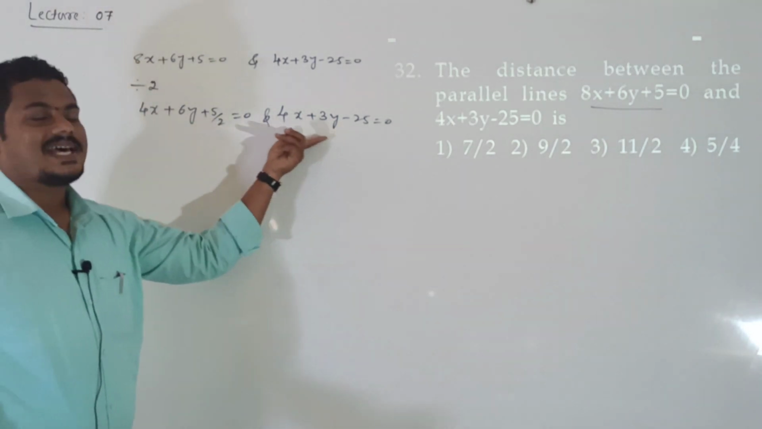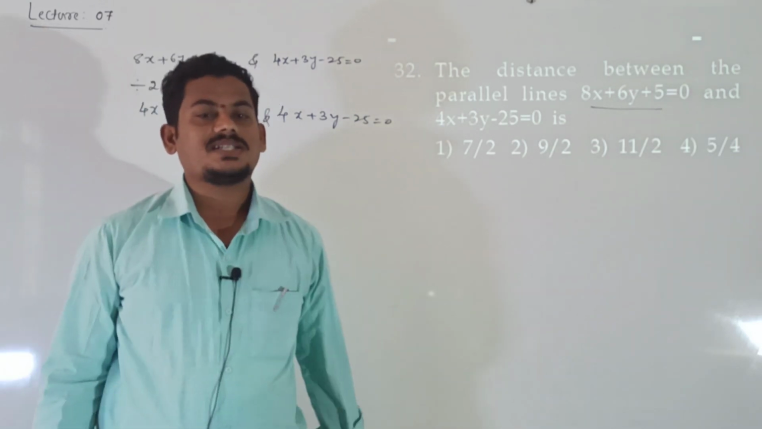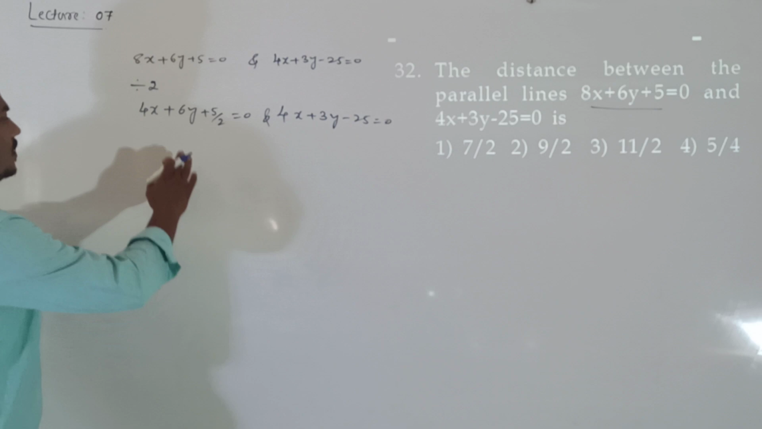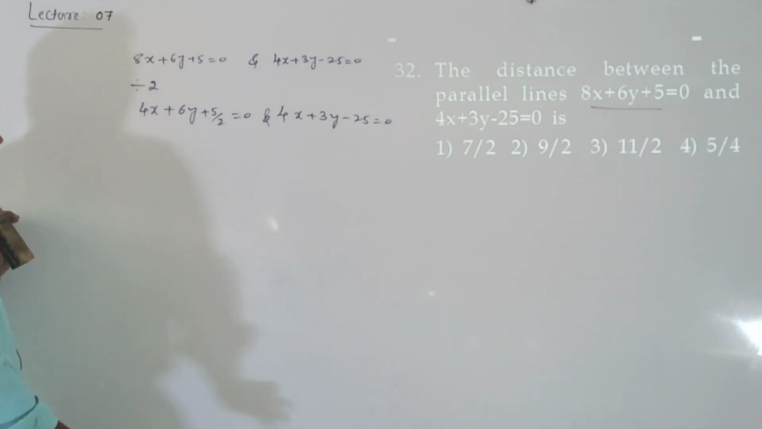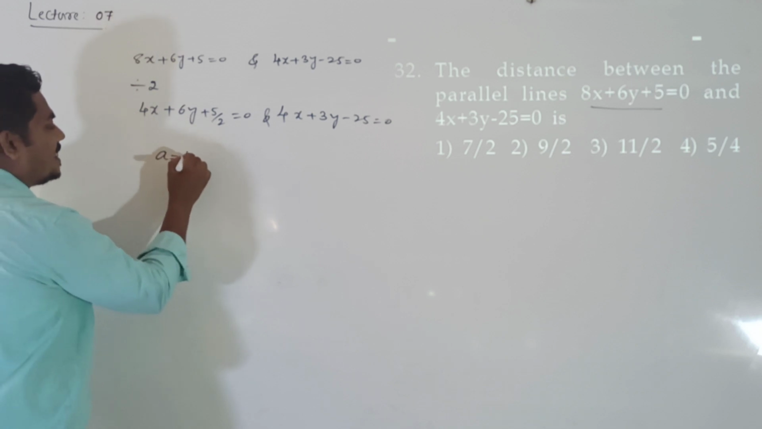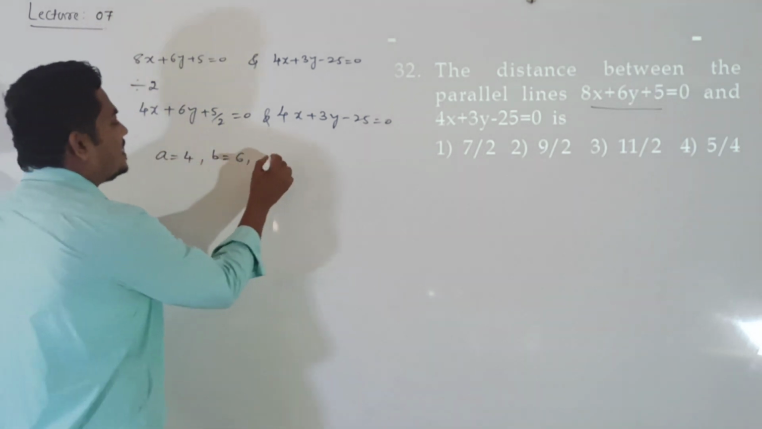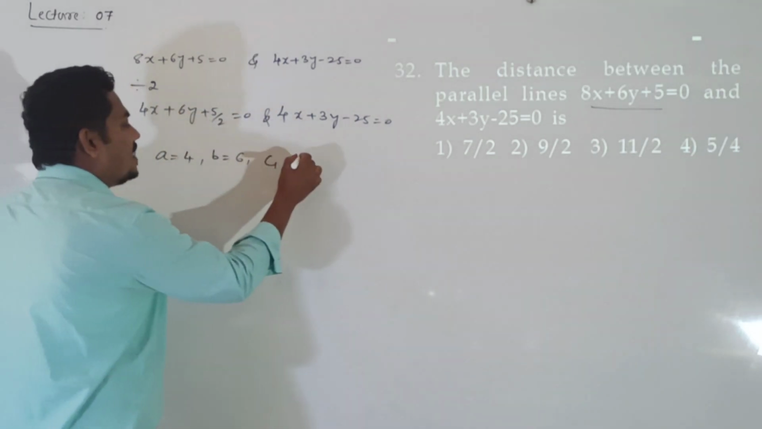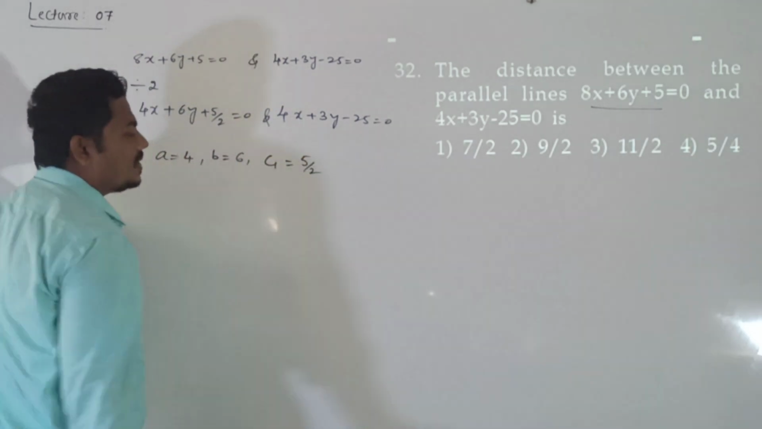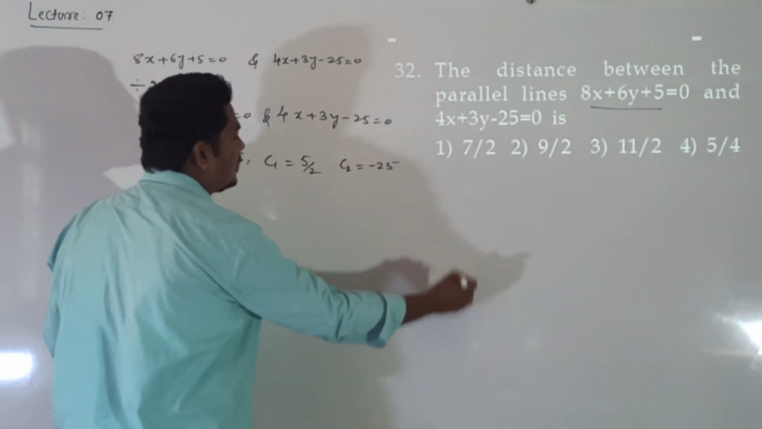Now these two lines are parallel. If two lines are parallel, corresponding x and y coefficients are equal. Now what is the a value? Coefficient of x is a, that is 4. What is the b value? Coefficient of y, that is 3. What is c1? The constant term in the first line. Then what is c2? The constant term in the second line.